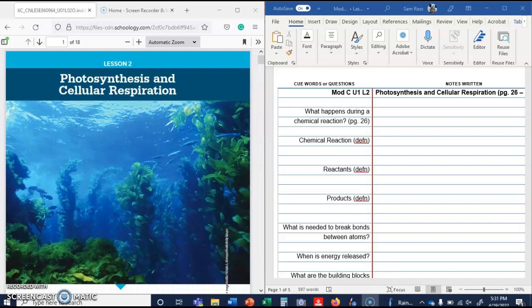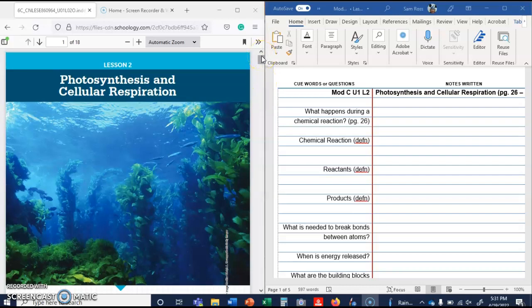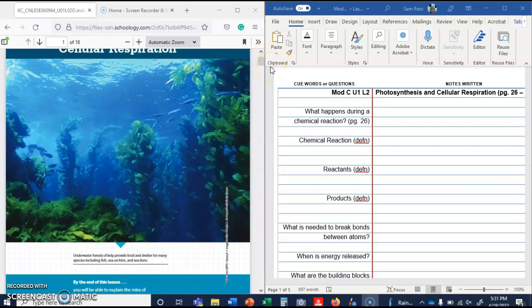Hello, this is Mrs. Ross, and this is Module C, Unit 1, Lesson 2, Photosynthesis and Cellular Respiration Notes. I'm going to go through the information fairly quickly. Feel free to pause. You can also follow along in your actual textbook, but let's go ahead and get started. So the first question is, what happens during a chemical reaction?